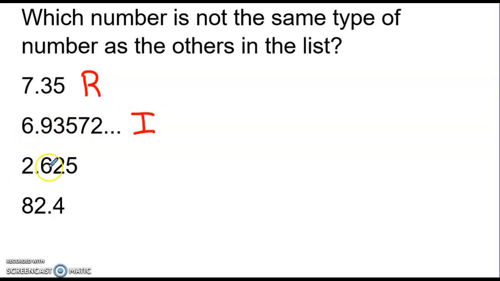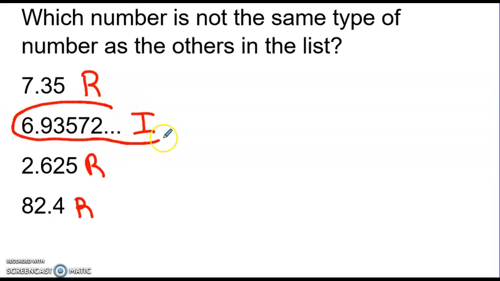Here we have 2.625. It ends, so it's a rational number. And here we have 82.4. That ends, so that's a rational number. So the one that's different here is this one because it is irrational. It does not end and it does not repeat.